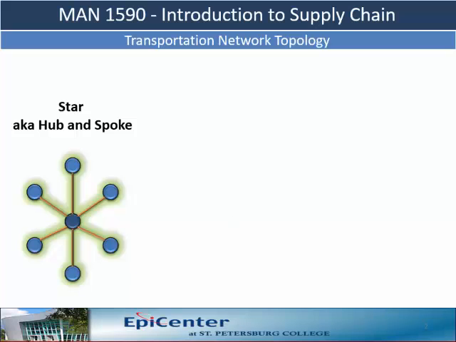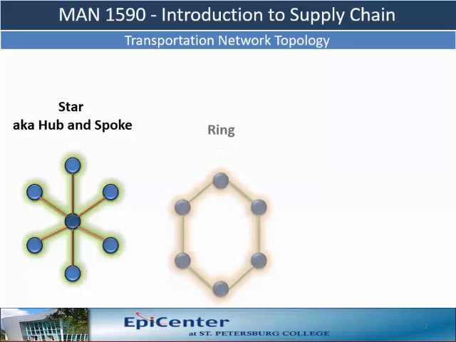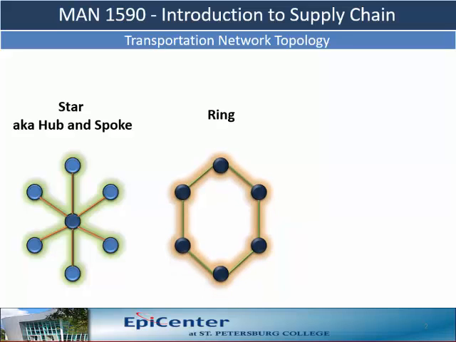There are several network topologies. The star, or the hub and spoke topology, is what you would see at the Tampa International Airport. The ring topology is one that we would see in a freeway that surrounds the outer edge of a large city, commonly known as a beltway. We find these in Washington, D.C. or in Houston, Texas, for example.